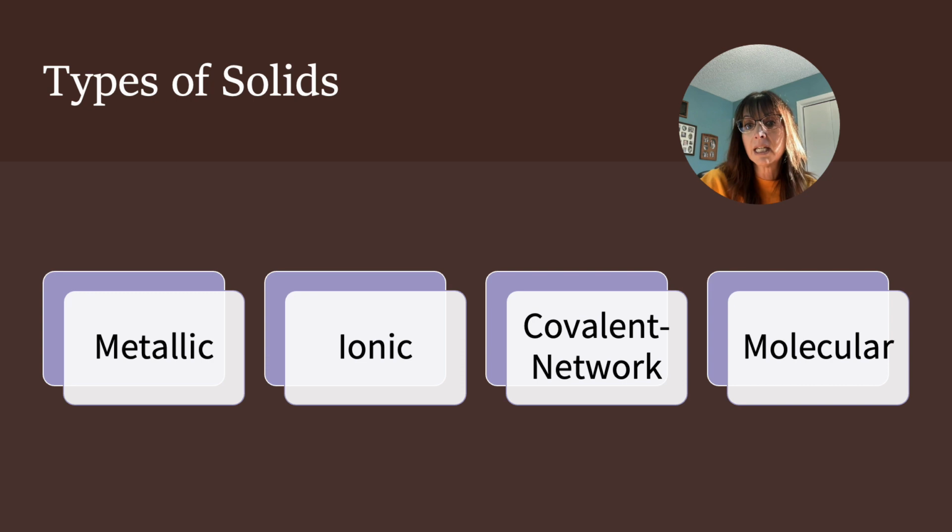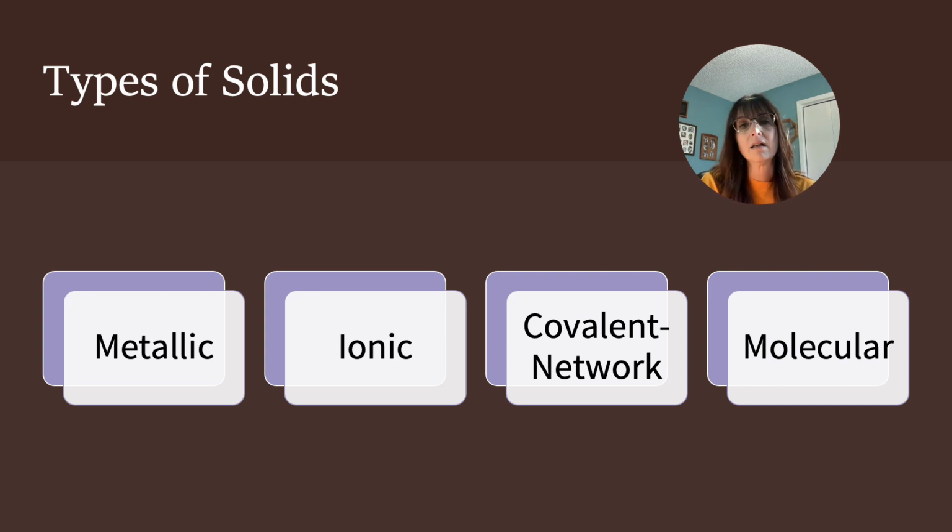So here are the 4 types of solids: metallic, ionic, covalent network, and molecular. Metallic solids are held together by a delocalized sea of collectively shared valence electrons. Remember that in metals, the electrons are delocalized. They're not necessarily around just one nucleus. They're just free floating from nuclei to nuclei. And that makes them really great at conducting electricity and heat. They are strong. They're not very brittle. We can bend them and use them in all sorts of things.